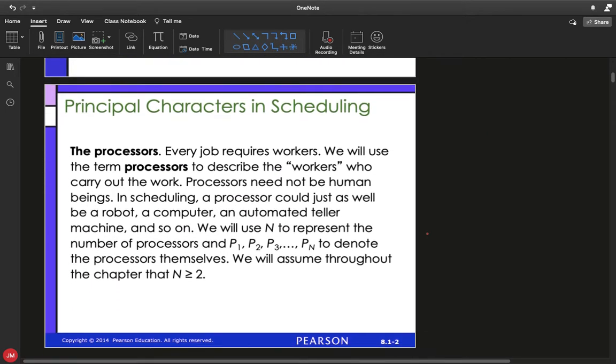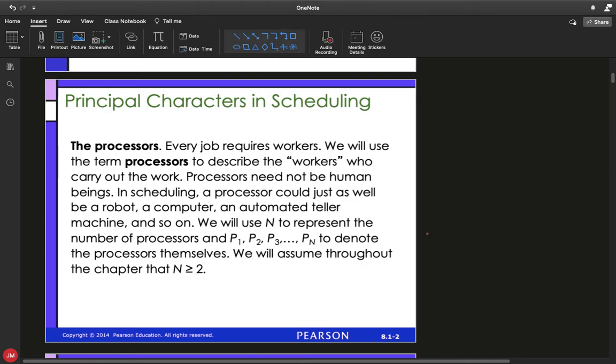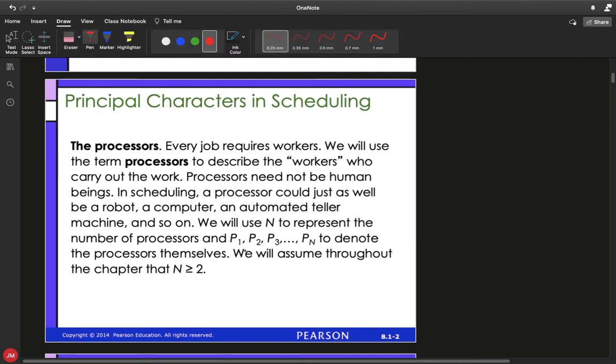First things to talk about are principal characteristics of scheduling. Let's talk about the processors. The processors are basically the workers. We just use this to describe anyone that's going to be doing the job. It doesn't necessarily have to be humans, although that's usually the way we like to think of it. It could also be a robot, a computer, an ATM, and so on. We are going to use the notation N to represent the number of processors, and then we'll label those as P1, P2, P3, and so on, as you can see right here.